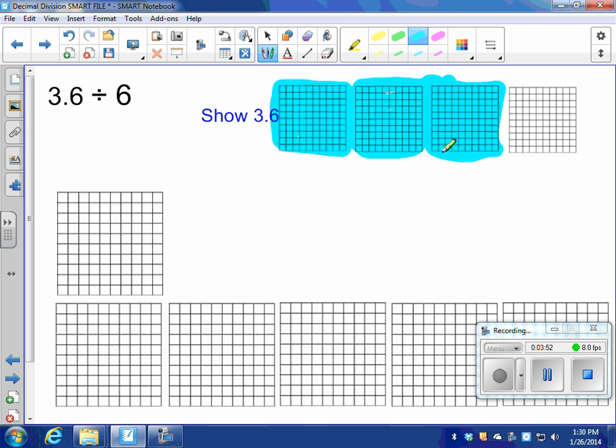So we've got 3 wholes, and now I need to shade in 6/10: 2, 3, 4, 5, 6. Good. So here I have 3 6/10. If I count the total number of tenths, I have a total of 36/10. So I know if I have 36 and I want to divide it into 6 groups, I'm going to get 6.